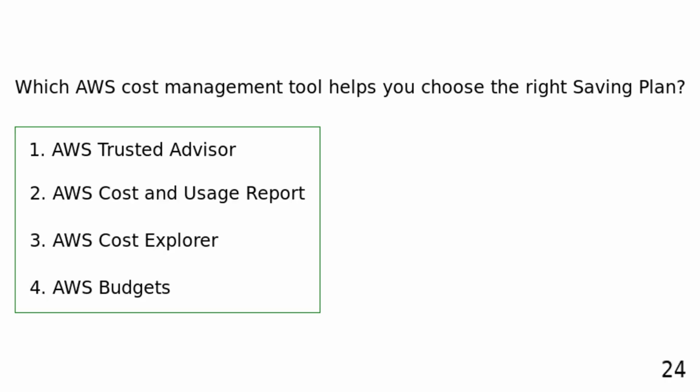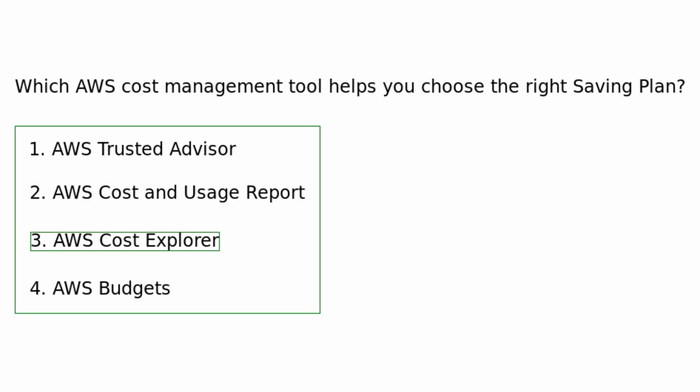Which AWS cost management tool helps you choose the right saving plan? AWS Trusted Advisor. AWS Cost and Usage Report. AWS Cost Explorer. AWS Budgets. AWS Cost Explorer provides recommendations to help you choose the right saving plan based on your historical usage patterns and projected needs.